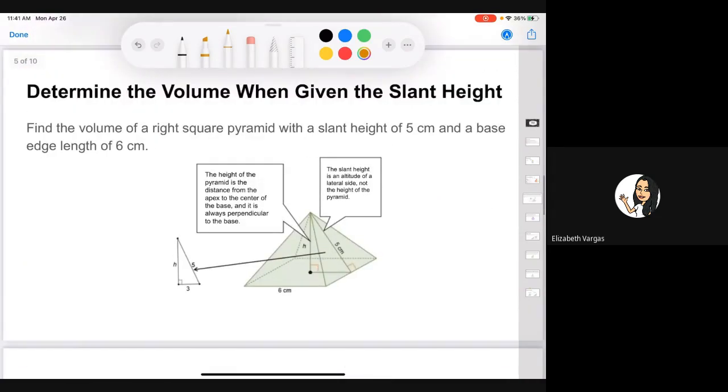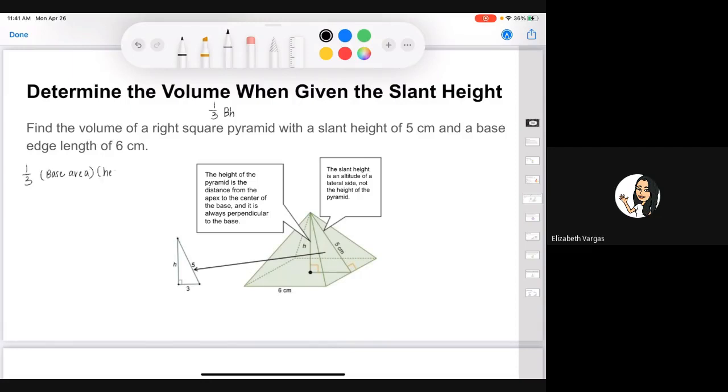Okay, so how exactly do we find the volume of a pyramid? Well, again, we're going to use that equation that is 1/3 the base times the height. So we want to identify the area of the base and multiply it by the height. So 1/3 the base area times the height.